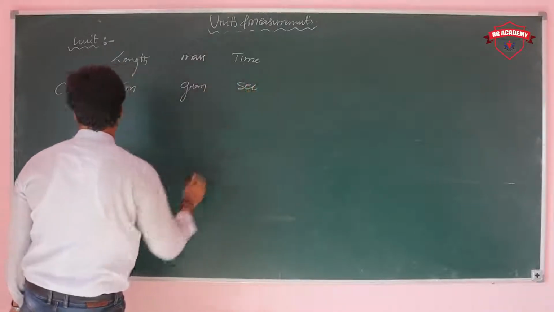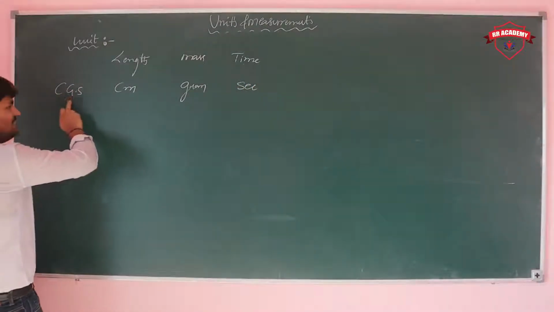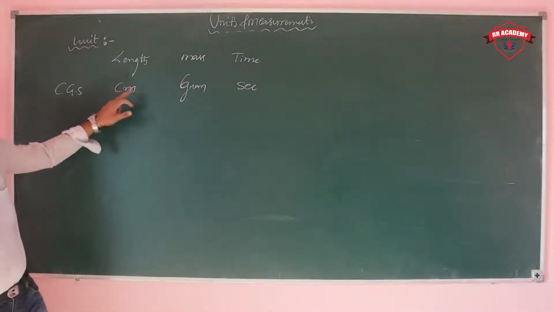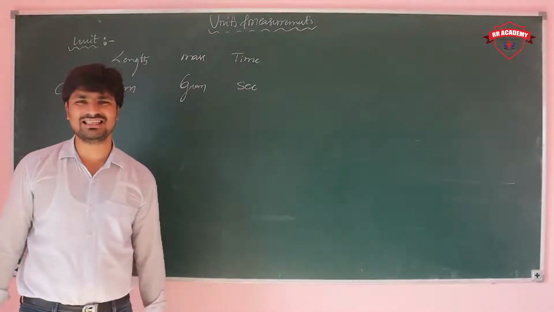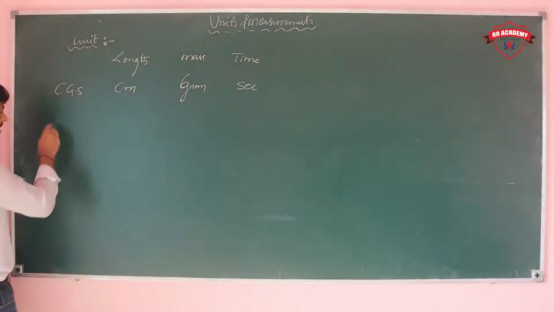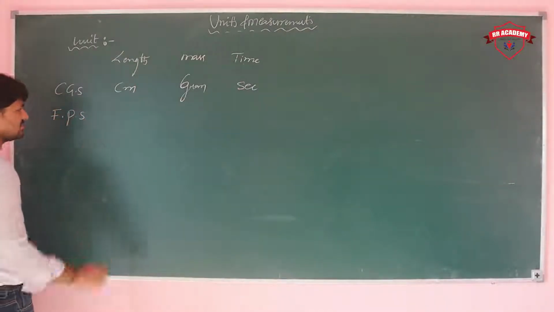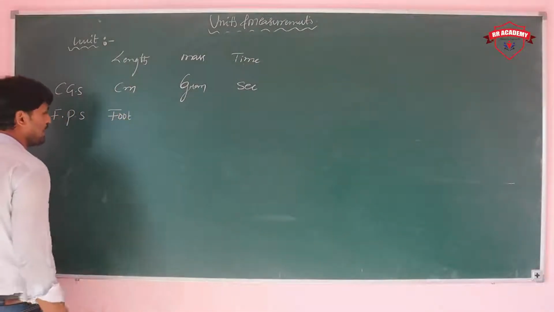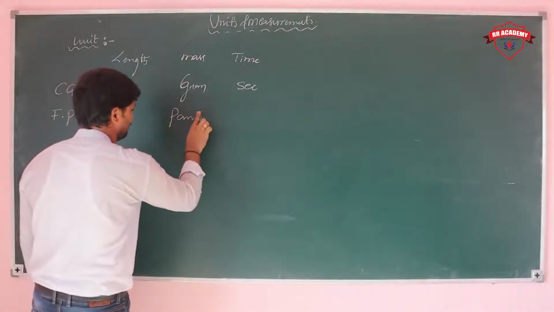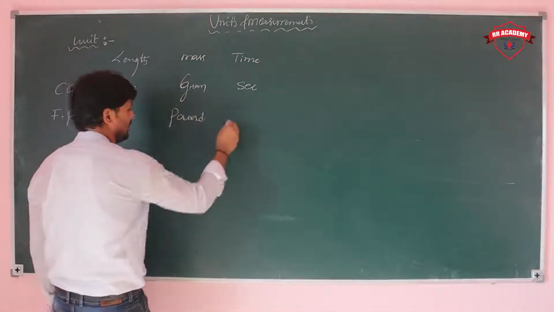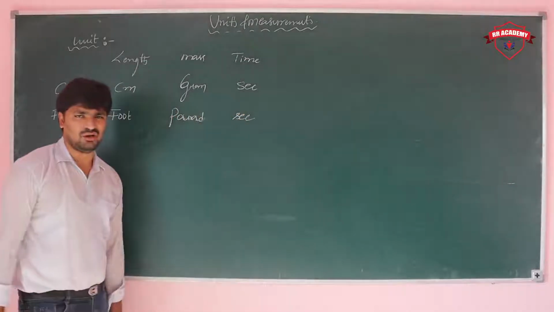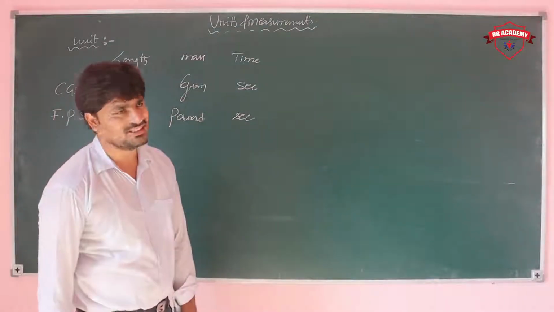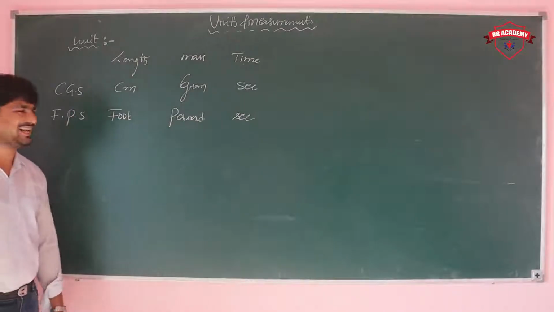Time, second. So C, centimeter; G, gram; S, second. That we are using in CGS, the first letters. And next, FPS. F, we are taking in foot; P, pound; S, seconds. Length we may measure in foot, mass in pound, and time in seconds.